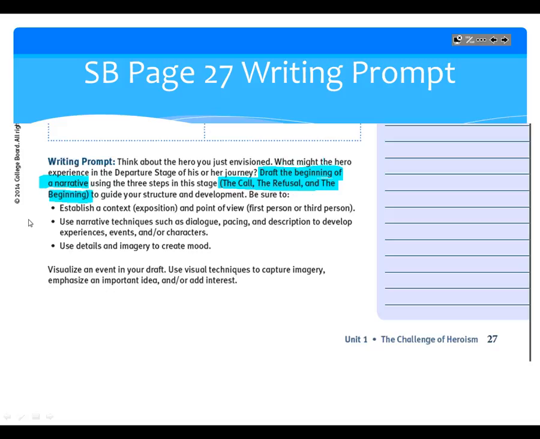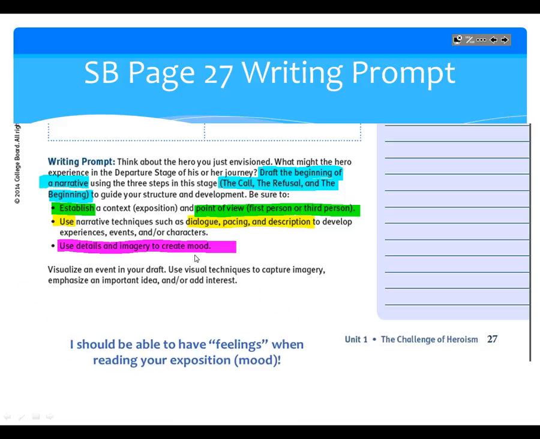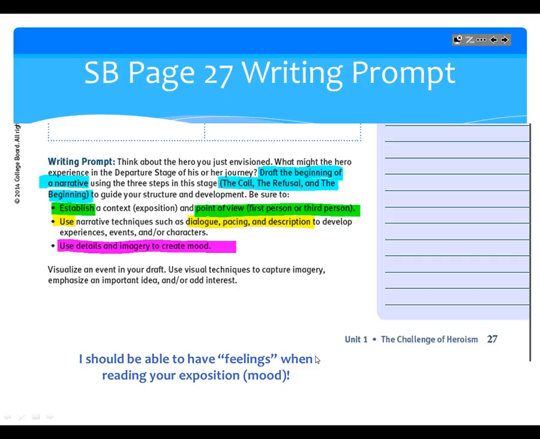Once we knew this was what we were writing for our beginning, we looked at some important pieces to place in it. First, we made sure our point of view was either first or third person. Then we discussed including the narrative techniques of dialogue, pacing, and description. Finally, we wanted to make certain we had enough details that the imagery, the picture we could see in our mind, would create a mood. We want our teacher, when reading these introductions or expositions, to have feelings for the character, so they feel sad for this hero, or empowered by this hero, or angry for the hero.